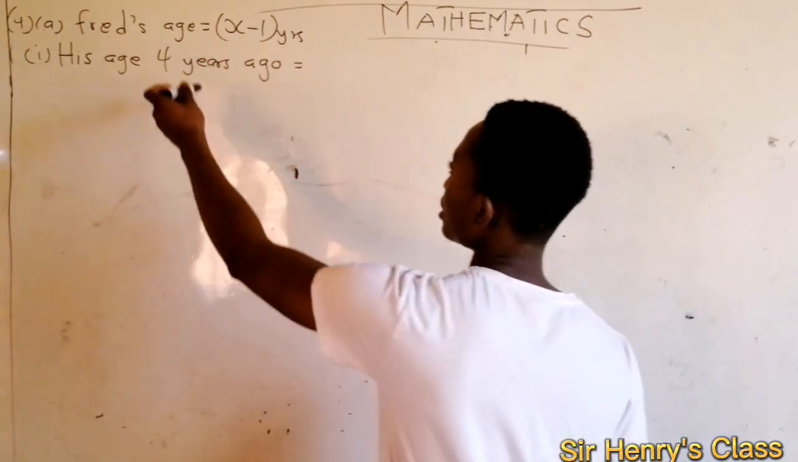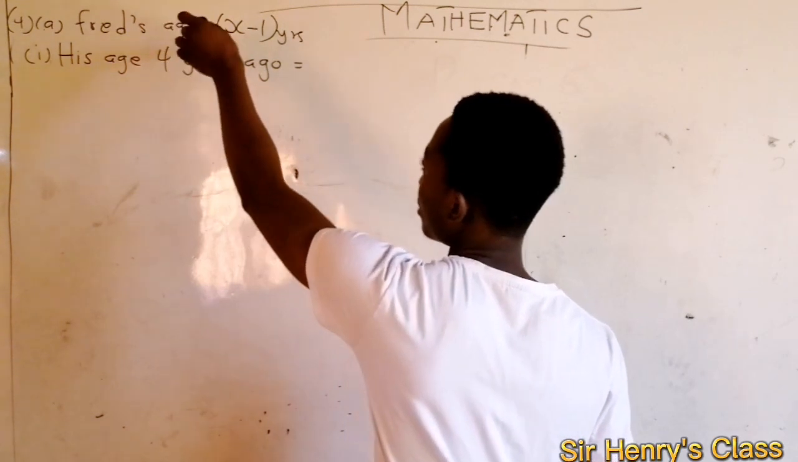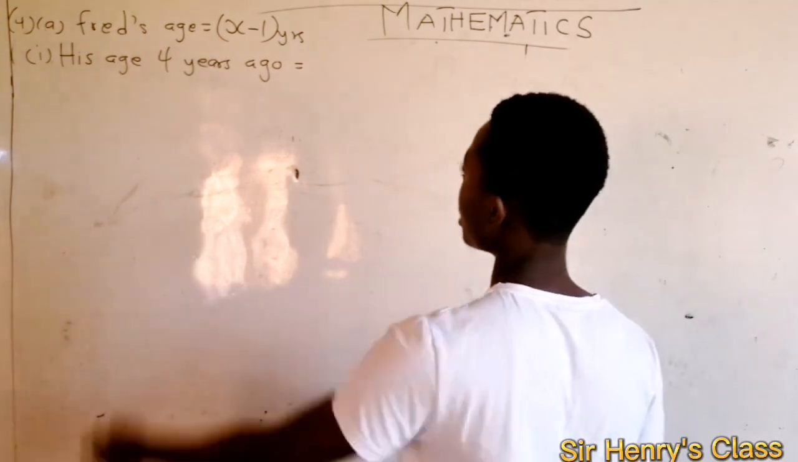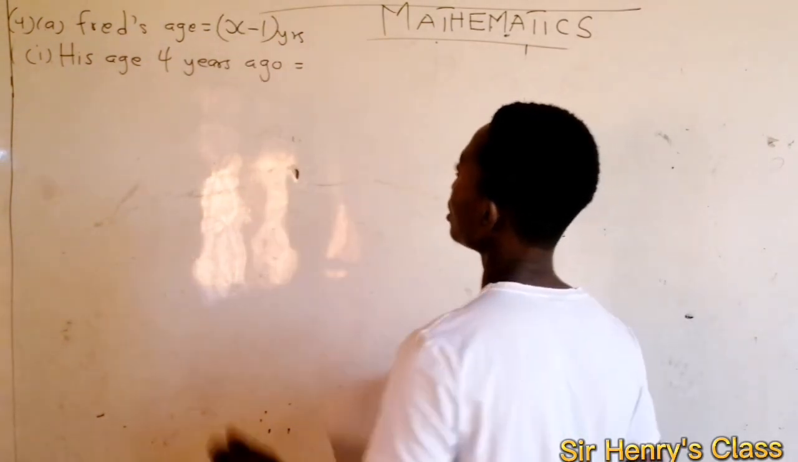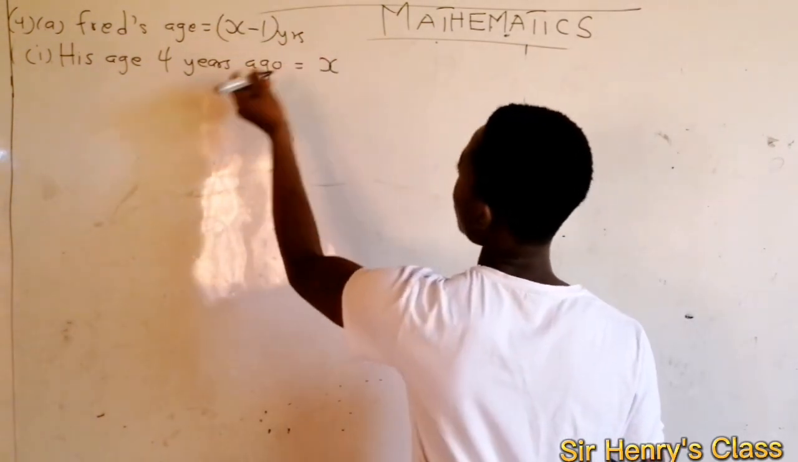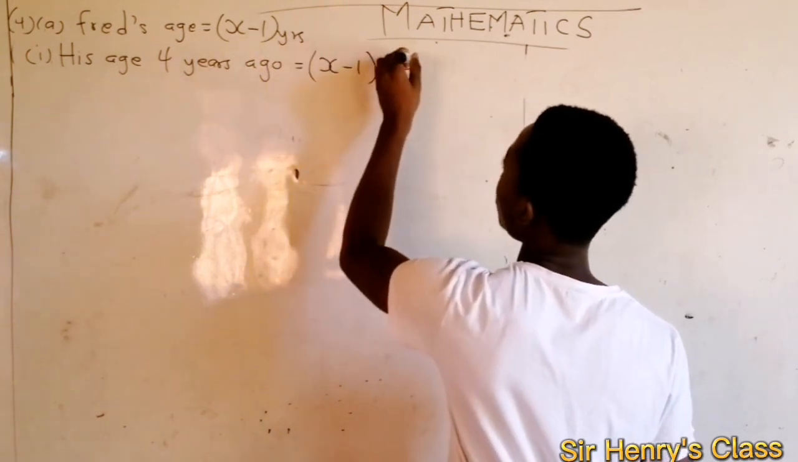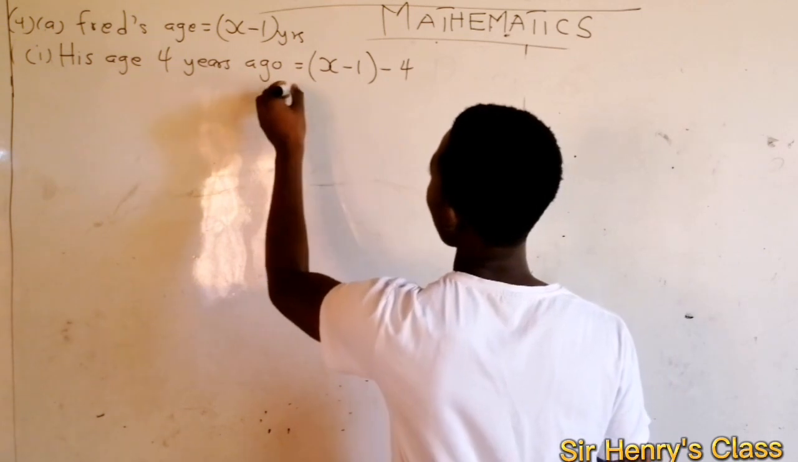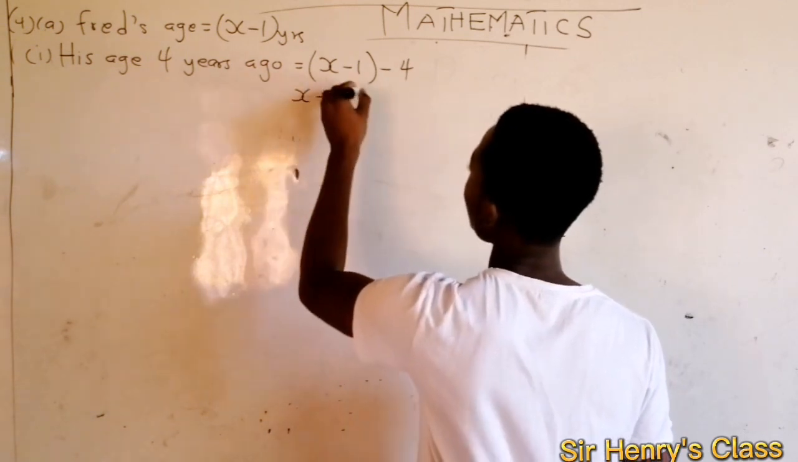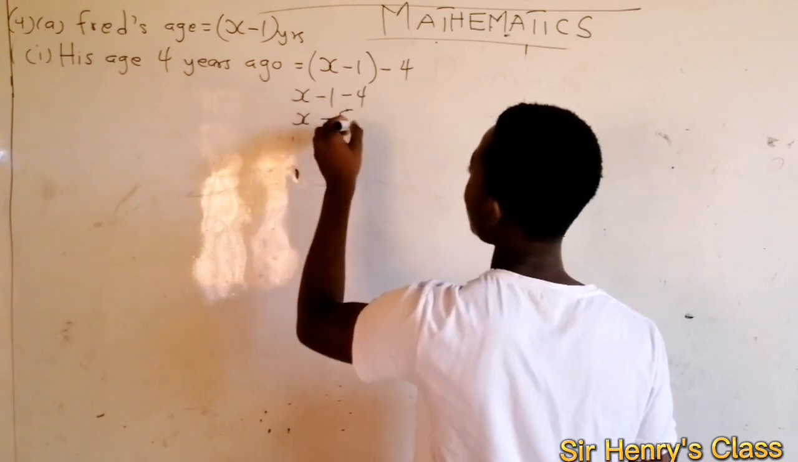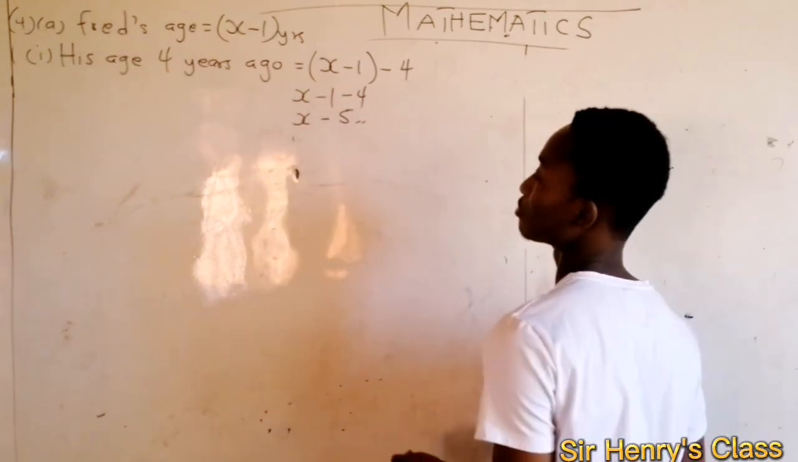And here, Fred's age is not given in value form, but in an expression, that is x minus 1. So his age 4 years ago will be his age, and then we subtract 4 from it. And we can simplify this. x minus 1 minus 4. So x minus 1 minus 4 is x minus 5.